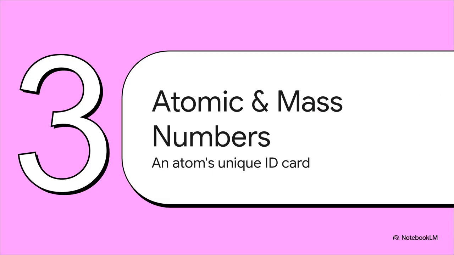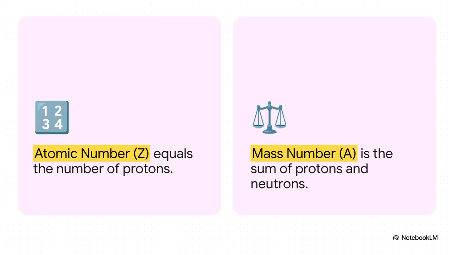Section 3. Atomic and mass numbers. Reading an atom's unique ID card. You see, every single atom has this mathematical ID card that tells scientists exactly what element they're looking at. The crucial point here is understanding the stark difference between these two numbers. First, you have the atomic number, represented by the letter Z, and that is simply the number of protons. If you know the protons, you know the element, period.